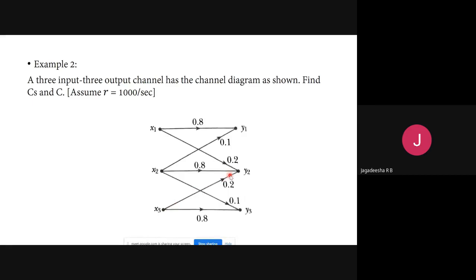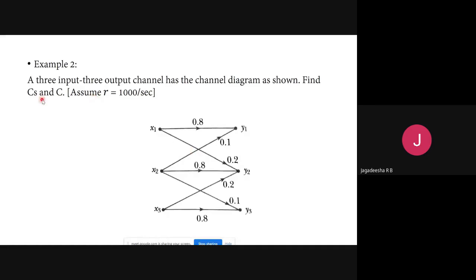Okay, so if you see from any source, when the data is transmitted, the total transition probability to all the output points, if you sum it up, should be equal to 1, right? For example, from X1, this is 0.8, this is 0.2, only two transitions. Their sum is 1. From X2, we have one transition at 0.1, the second transition at a probability of 0.8, and the third transition with a probability of 0.1. So if you sum it up here, that also becomes 1. Similar for X3. Okay, so this is the channel setting and different inputs and their transition probabilities.